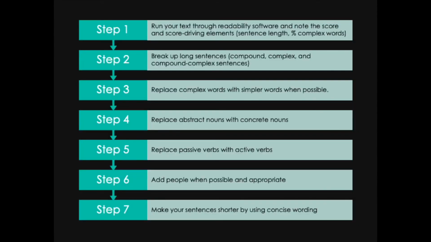All right, now we have two more steps in the process. So step 6 is add people or agents when possible and appropriate. And now we're going to look at step 7. Make your sentences shorter by using concise wording.